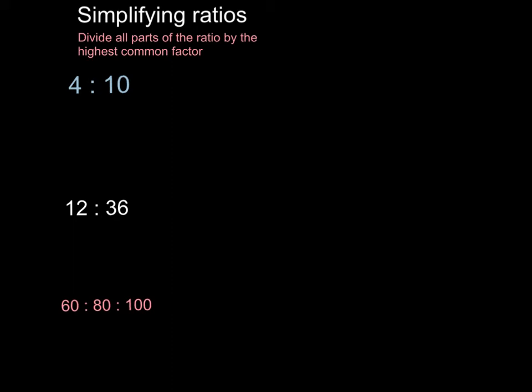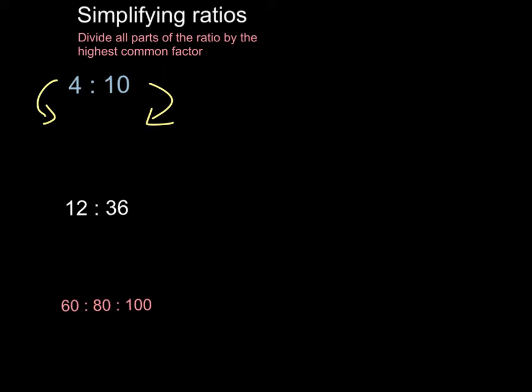Okay, so simplifying ratios. The most efficient way to do it is to divide all parts of the ratio by the highest common factor. However, that isn't always the easiest option, so it's sometimes easy just to try and see how far you can take it. So for every 4 of the one thing, there is 10 of the other. We need to divide to make it smaller, but not taking it to a decimal.